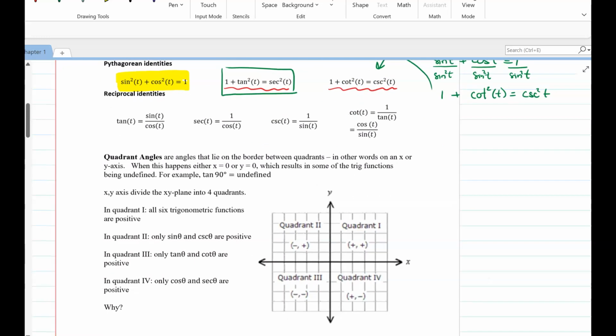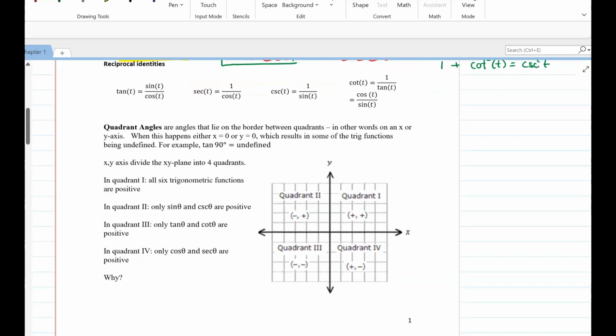Quadrantal angles. Quadrantal angles are angles that lie on the border between the quadrants. In other words, on an x or y axis. When this happens, either x equal to 0 or y equal to 0 would result in some of the trigonometric functions being undefined. So for example, tangent of 90 degrees is undefined.